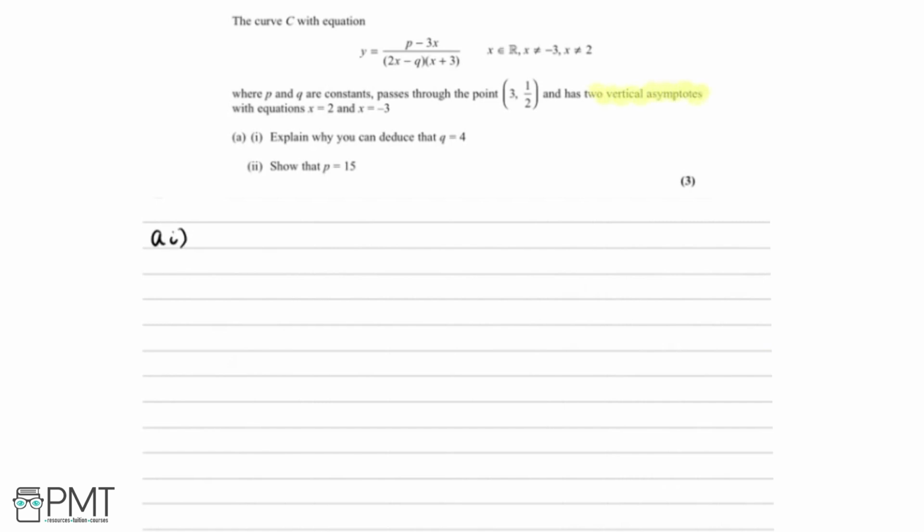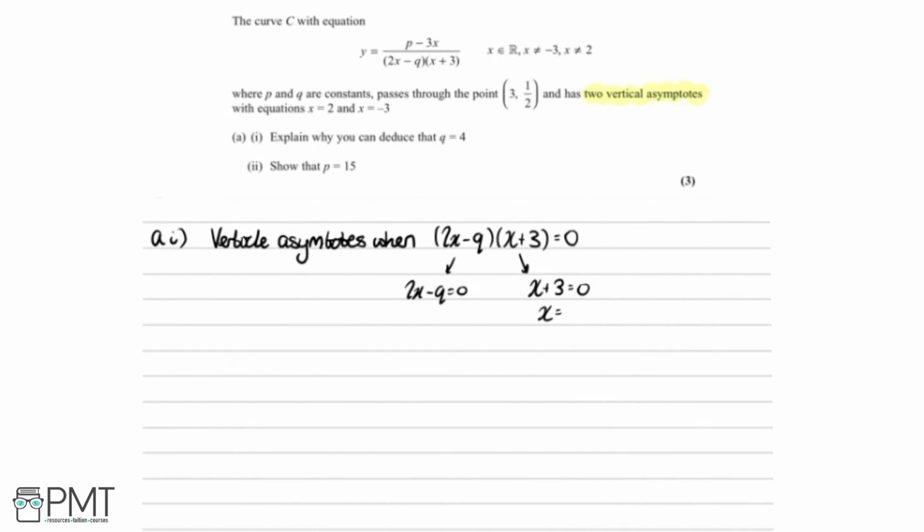The key bit of information is that we have two vertical asymptotes. Now you get vertical asymptotes when the denominator equals 0, because if you try dividing by 0 you can't, so it creates asymptotes. In this case the denominator is 2x minus q multiplied by x plus 3, and that equals 0. So this means that 2x minus q equals 0, or x plus 3 equals 0.